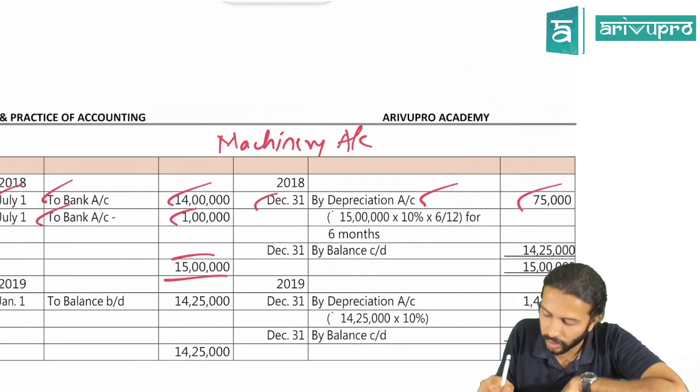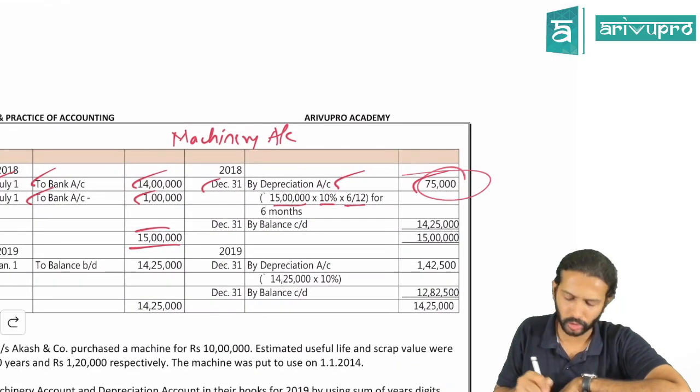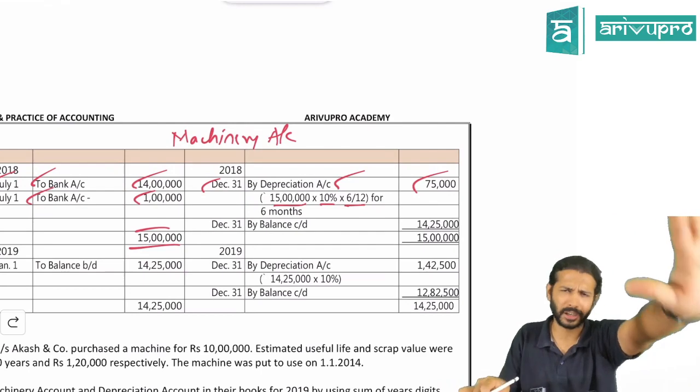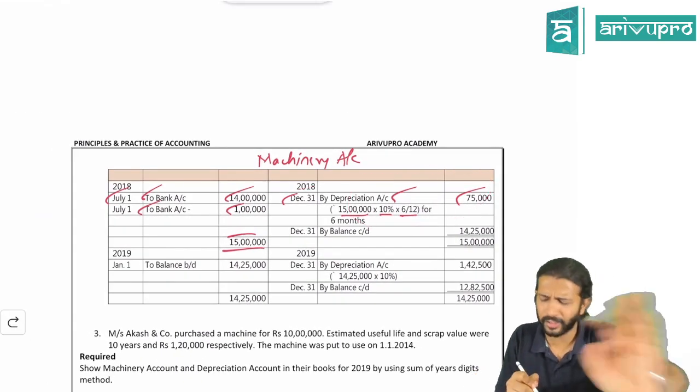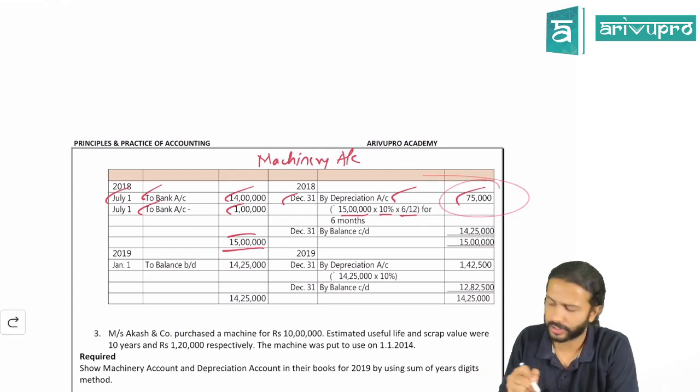See here, they have not even prepared a working note. They showed the working here only: 15 lakh into 10% into 6 by 12. They showed like this and did it. First problem, hence I showed it separately. In your examination, you can show it. If it is simple enough, you can show it there only. Manageable. That is the journal entry for depreciation.